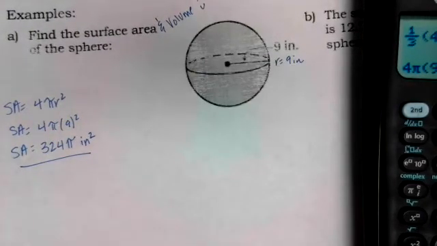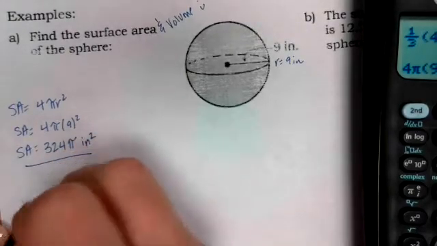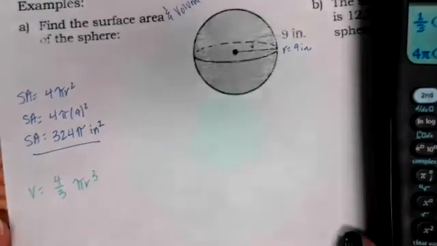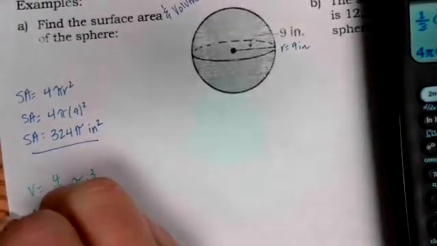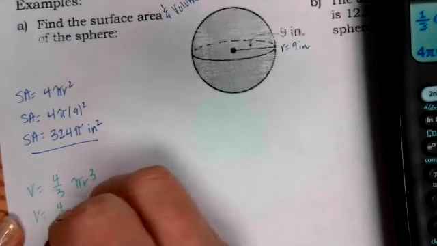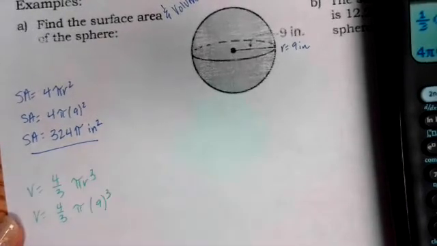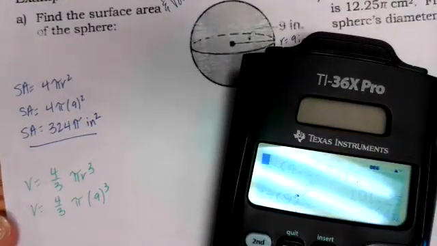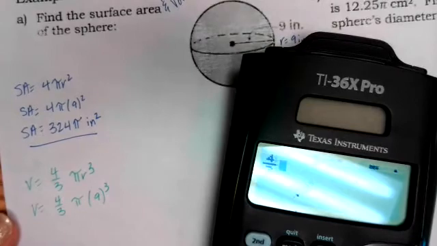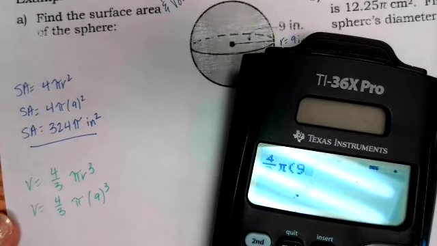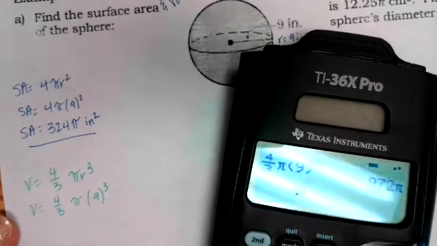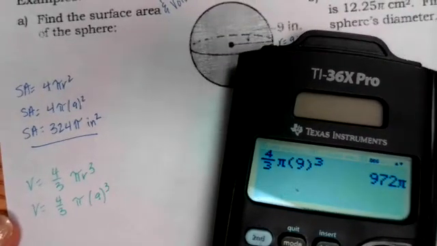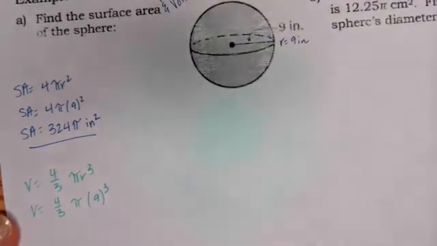All right, and then for the volume to go inside, we have 4/3 pi r cubed for the volume. Same radius, so I have 4/3 pi times my radius 9 to the 3rd power. So, let's see, 4/3 times pi, and then 9 raised to the 3rd power. So I end up with 972 pi as the volume, the amount that goes inside.